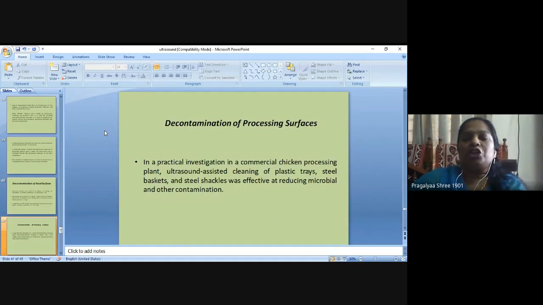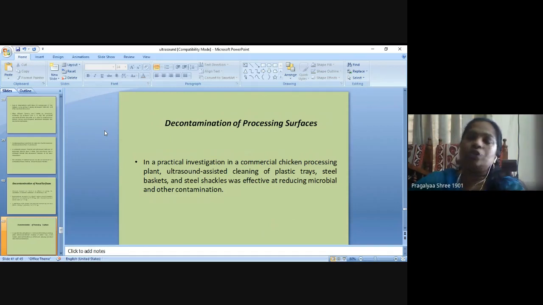Then decontamination of processing surfaces. You know that steel trays, steel baskets, steel shackles, knives, whatever it may be, you can take. In a practical investigation in a commercial chicken processing plant, ultrasound assisted cleaning of plastic trays, steel baskets, and steel shackles was effective at reducing microbial and other contaminations.